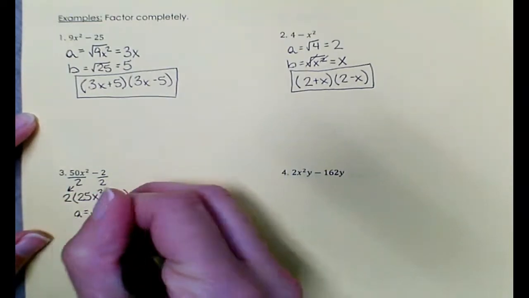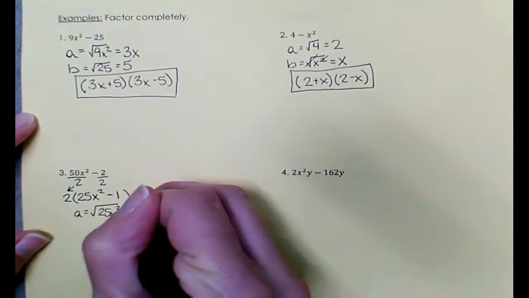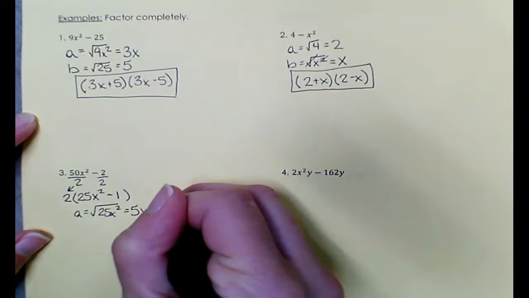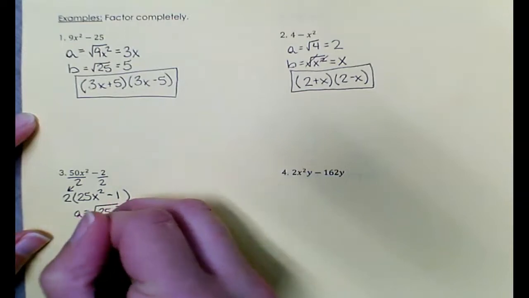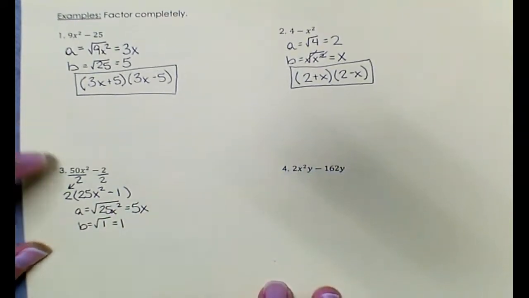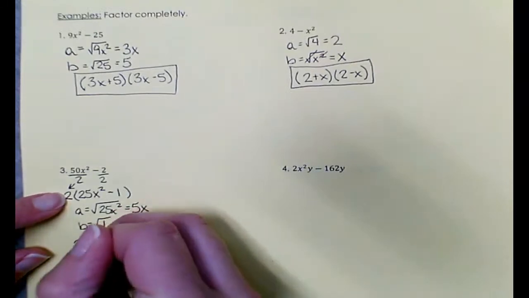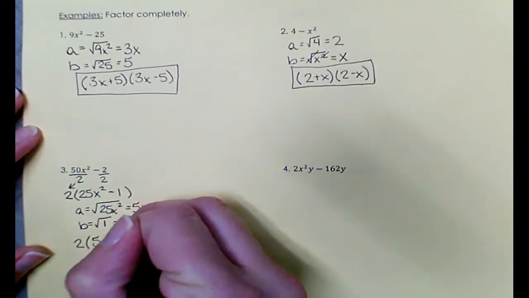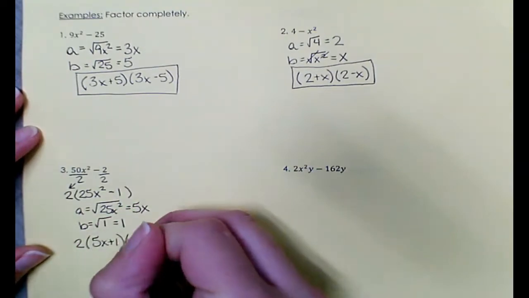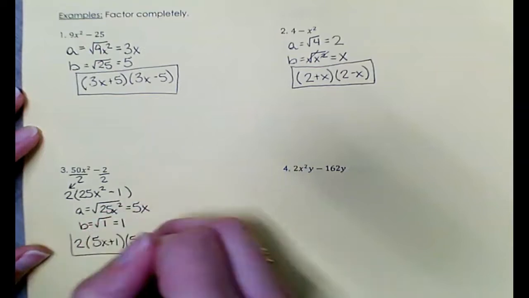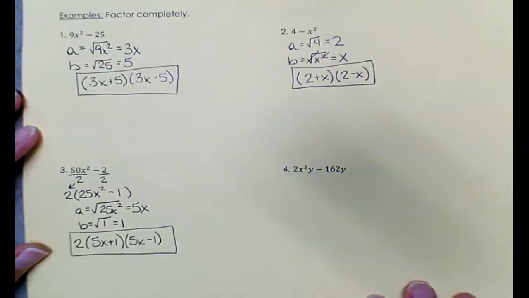So what is the square root of 25x squared? Square root of 25 is 5. Square root of x squared is x. What's the square root of 1? That one's easy. 1. So my answer still has a GCF of 2, but it's of the form a plus b, so 5x plus 1, times a minus b, so 5x minus 1. Cool.